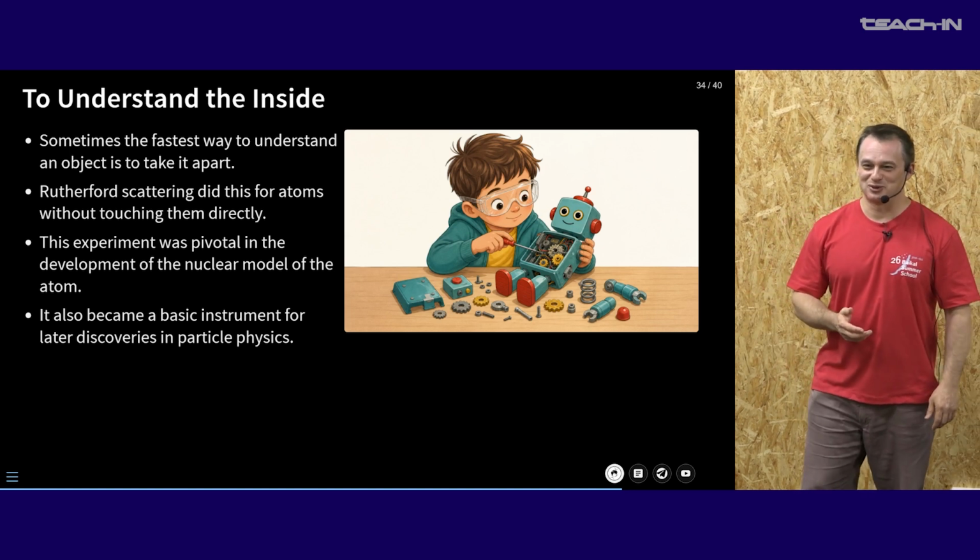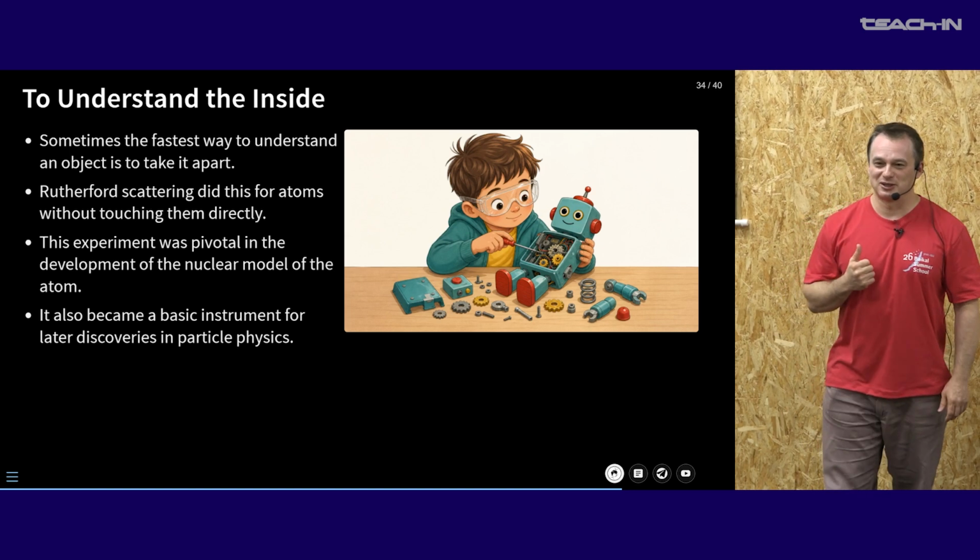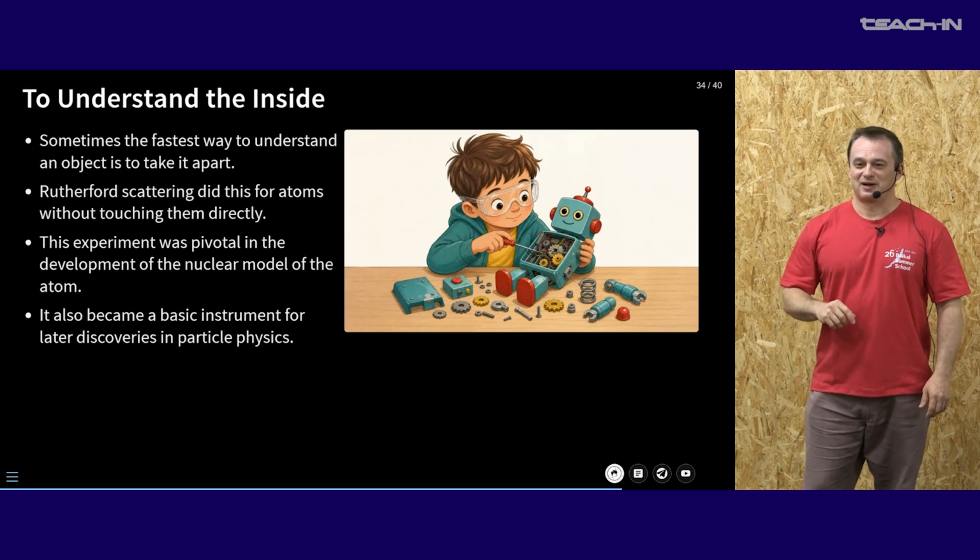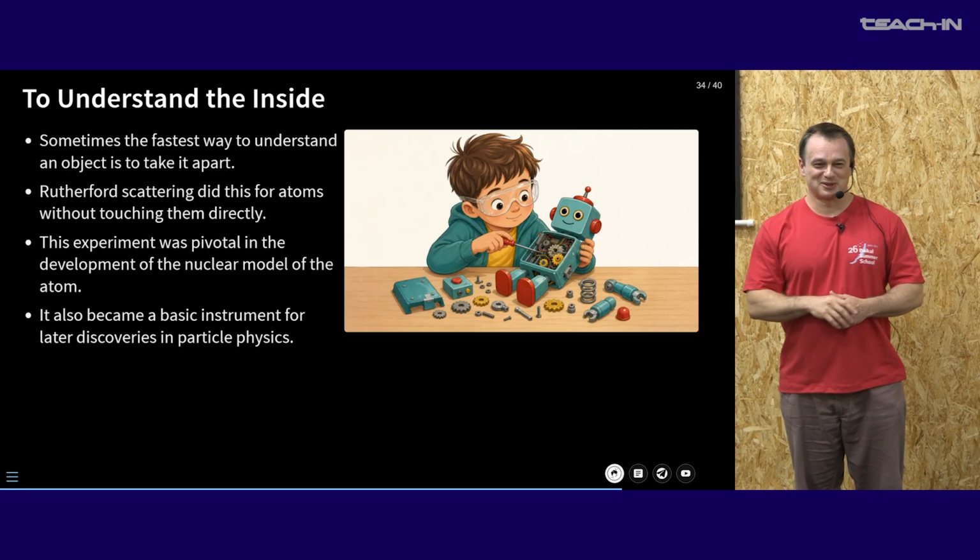I think every kid was doing this. I was doing this when I was a kid, and unfortunately I was able to disassemble and never able to assemble back.